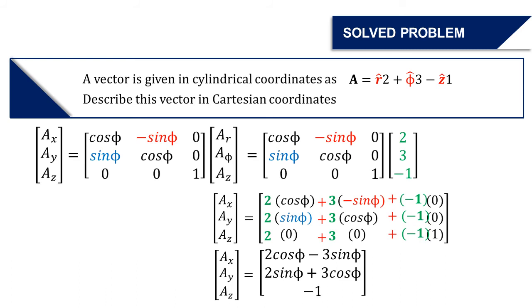Ito na yung ating components or magnitudes ng kada unit vectors, x hat, y hat, and z hat, sa Cartesian coordinate system. Pero, kung mapapansin ninyo, meron pa tayong phi sa loob. Well, ang gusto kasi natin is x and y lang, so hindi pa siya talaga totally tapos. Okay?